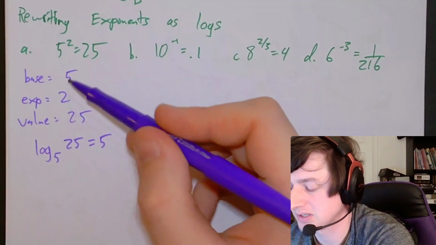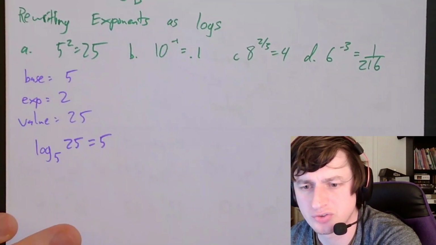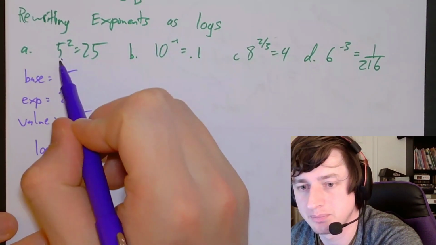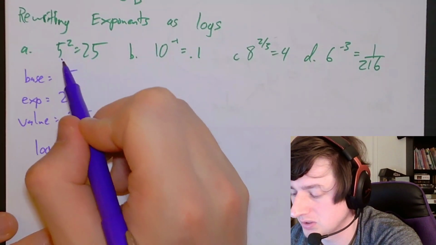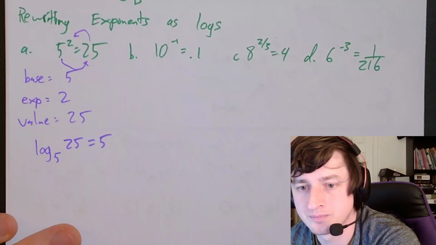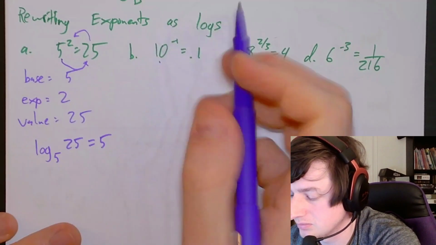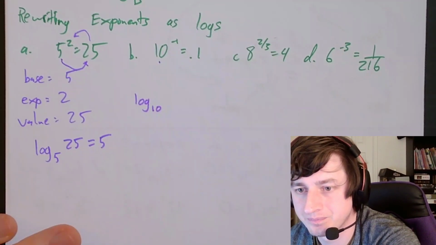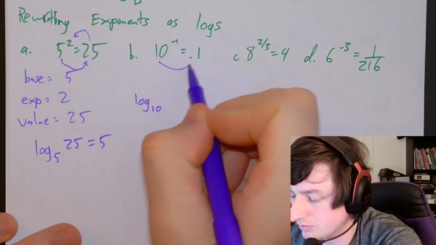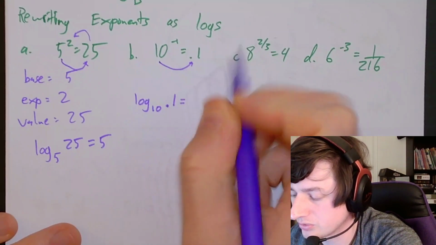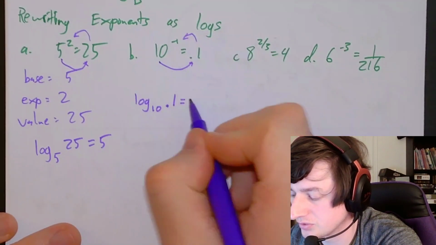Okay, you don't need to write this out every time. We're also basically doing kind of the swirl method. We're saying, okay, if my base is 5, then the value inside is going to be 25. That equals the exponent of 2. So here the base is 10. So log base 10 of 0.1 is equal to the exponent, which is -1.